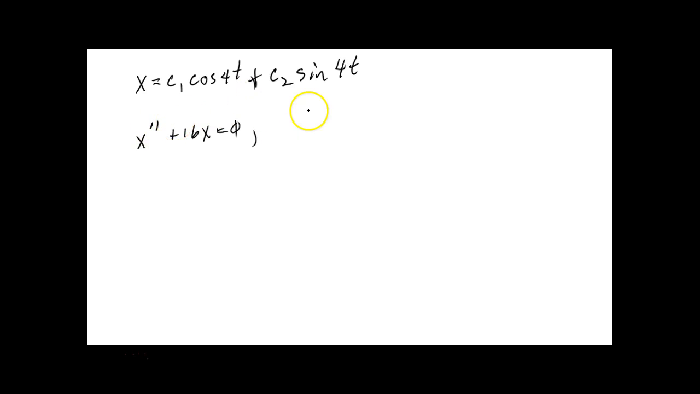Second order, you need two conditions. x at pi halves is equal to -2, and x prime at pi halves is equal to 1. Now, this is kind of why I don't like calling this an initial value problem. Because when I think initial value, I would think t equals 0. But no, this is t equal to pi halves.